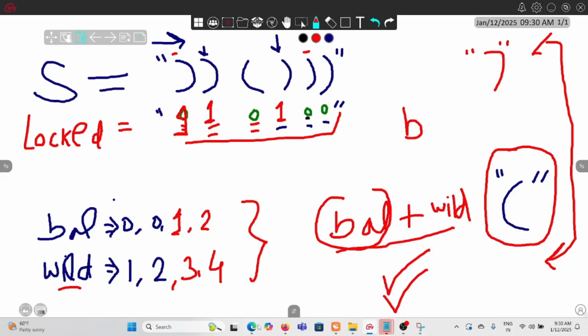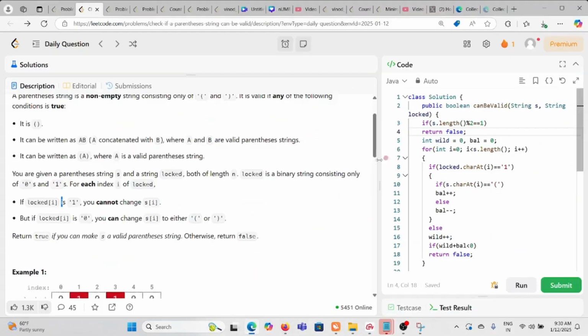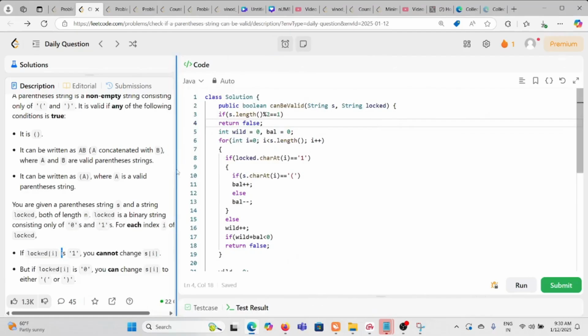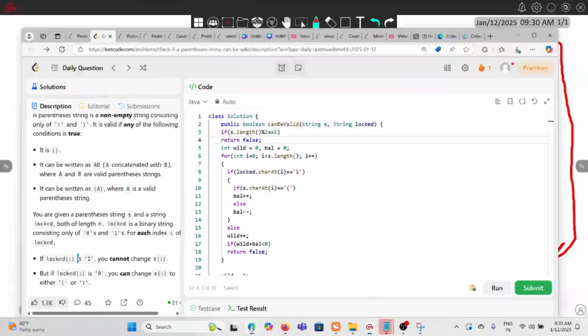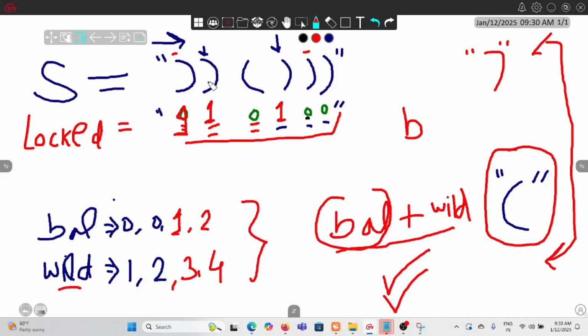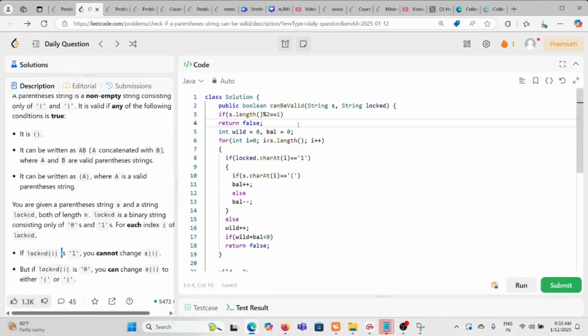Let me show you my corresponding code for it. So see here, this is my code. One more thing, guys: first of all we have to check the length of it, because the length should always be even, then only would we have a possibility of having pairs of closing and opening brackets. If the length itself is odd, that means we will never find a balanced string. So if it is an odd value, we are returning false immediately.